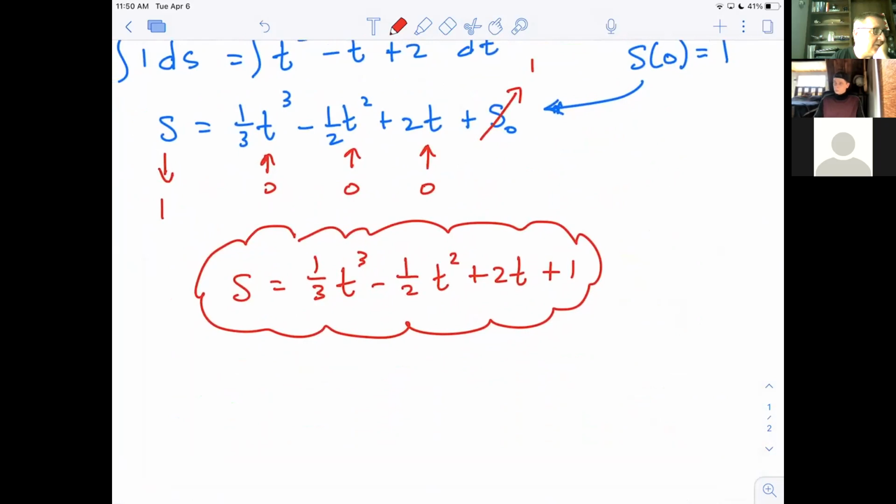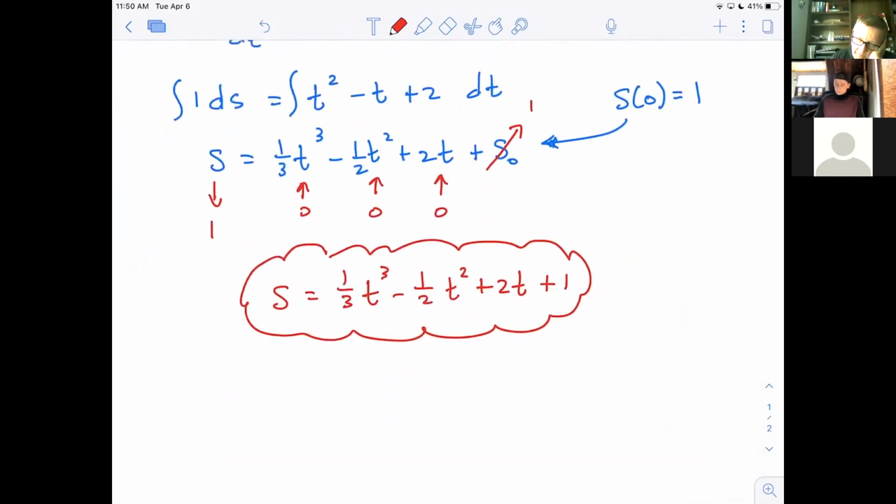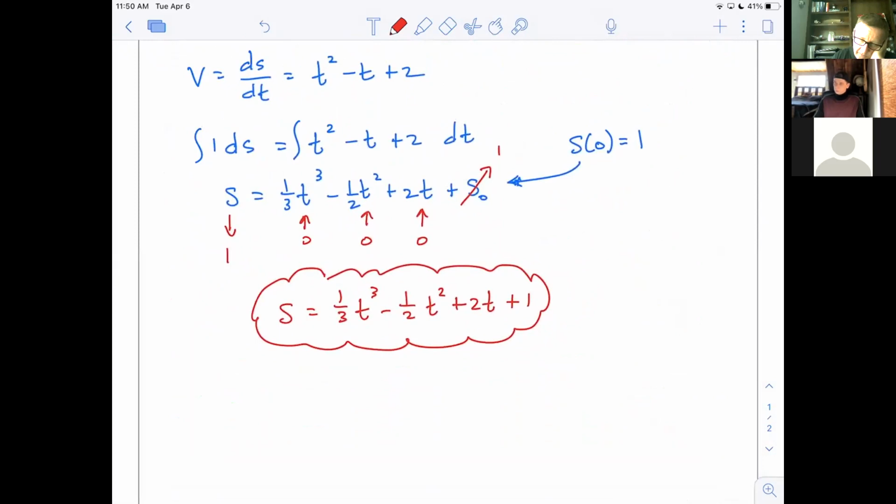What did they ask? They said, what's the position after 6 seconds? In other words, what's S of 6? If I throw 6 into that mess and crunch it, I get 67 meters.